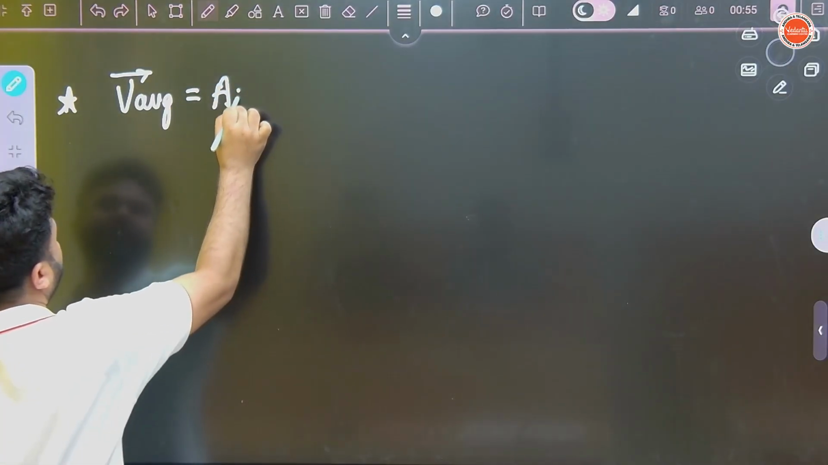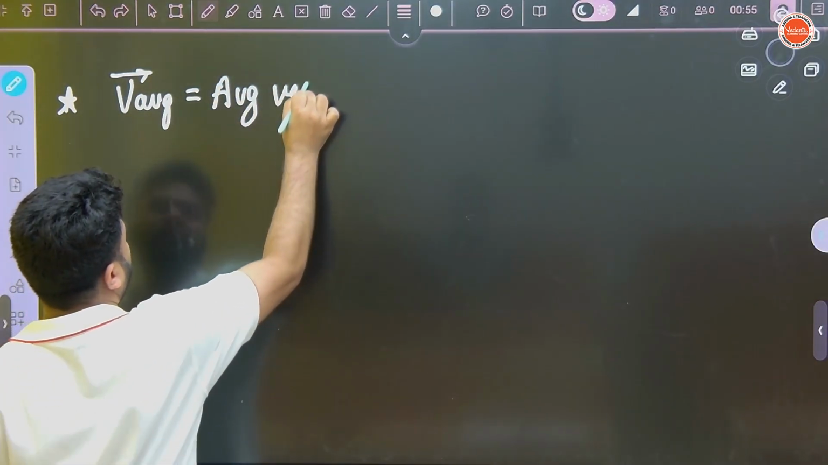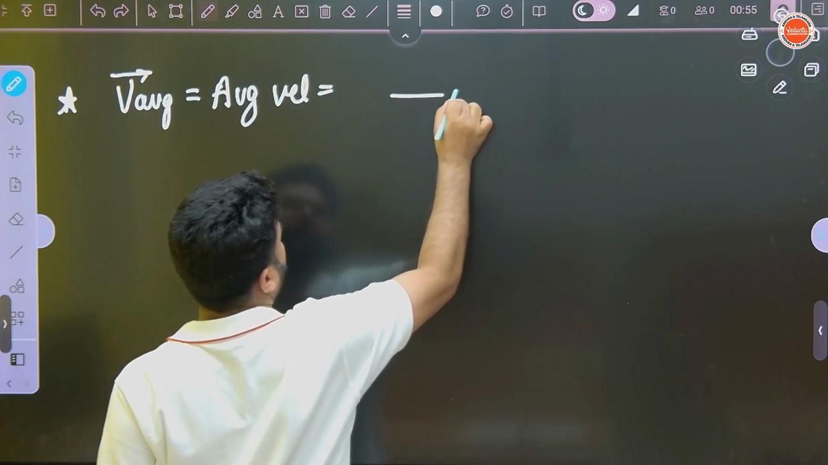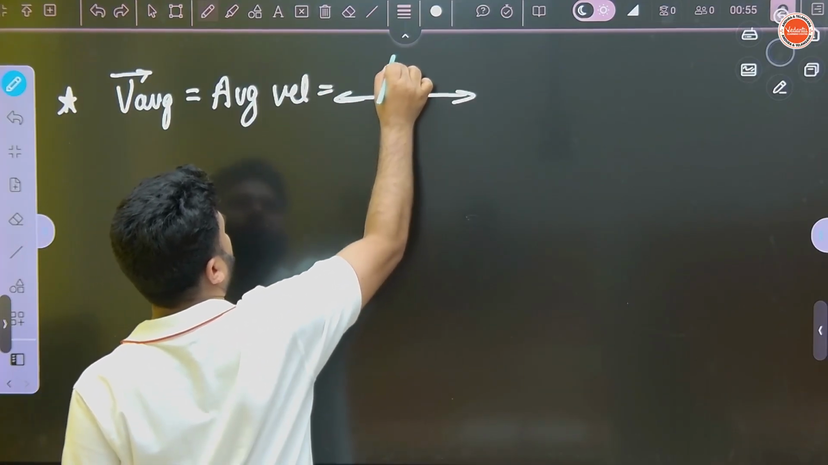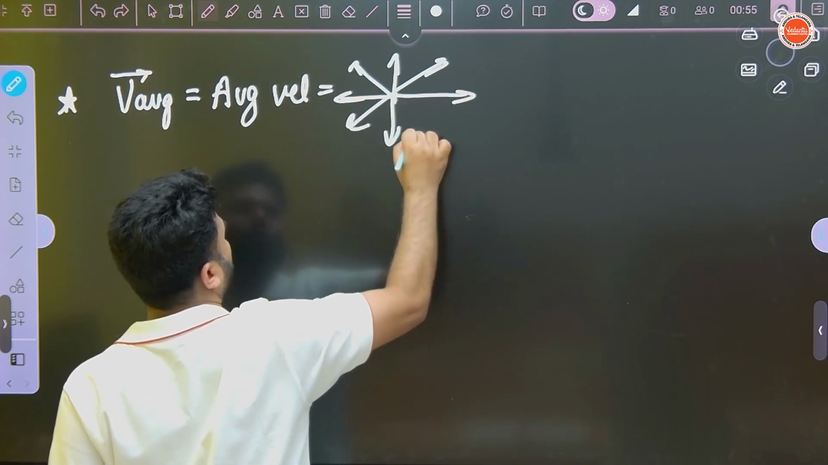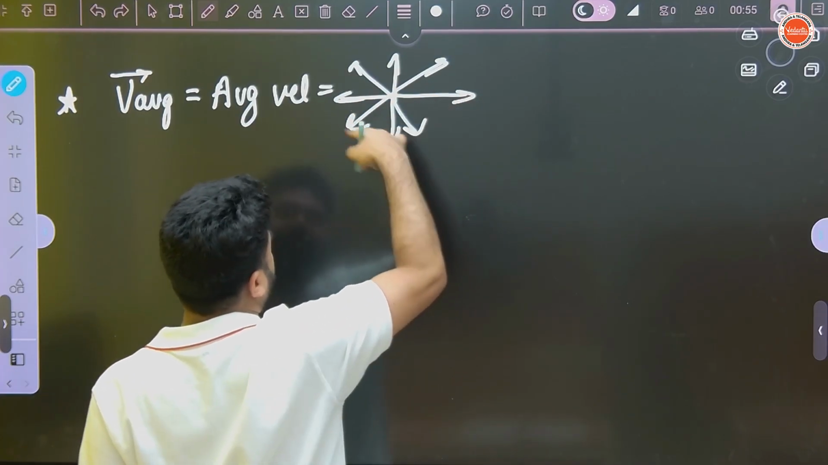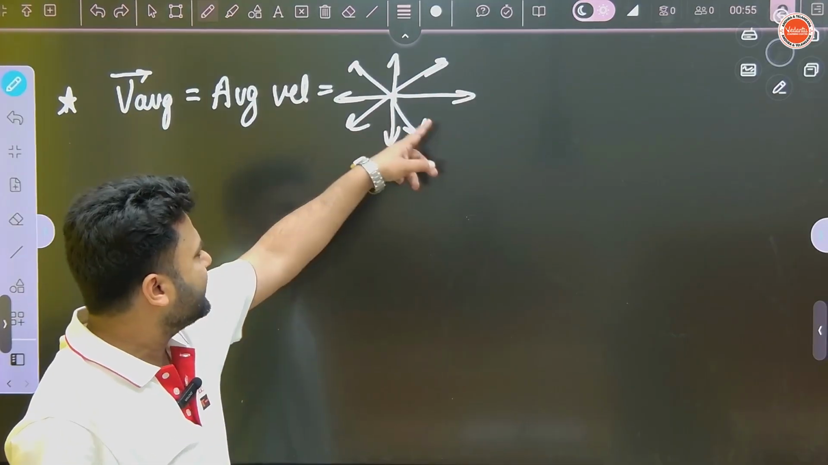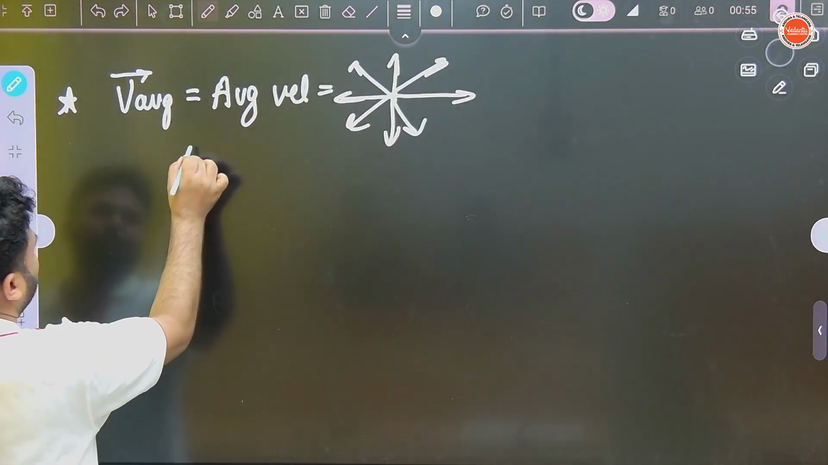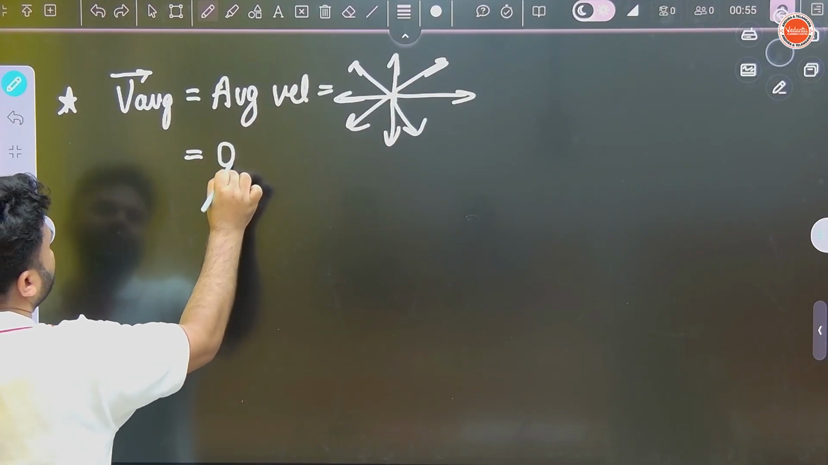Average velocity of gas. Due to the random motion, some molecules are moving in one direction, some in another, and all this random motion can cancel each other out. So if someone asks, the average velocity is always 0.